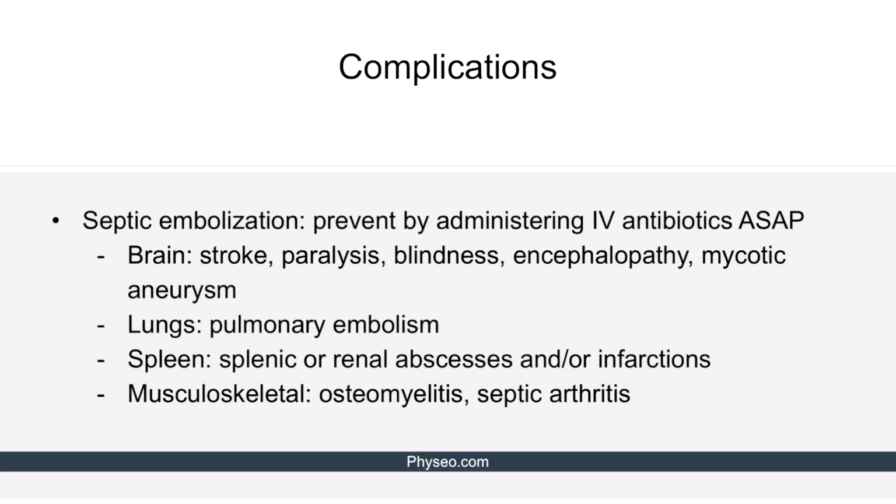Additional systemic complications arise due to septic embolization. Complications in the brain can result in stroke, paralysis, encephalopathy, or even blindness. Additionally, patients can develop mycotic aneurysm if septic emboli allow an aneurysm to become infected. Emboli to the lungs can result in pulmonary infarction. Emboli to the spleen and kidneys are also common and can lead to infarction and abscess formation. Musculoskeletal complications of endocarditis include osteomyelitis and septic arthritis.